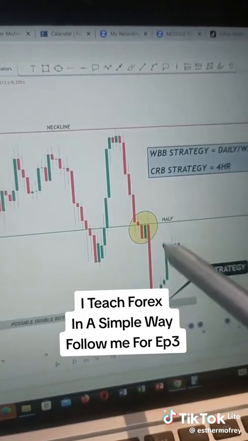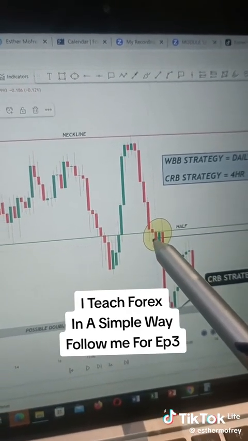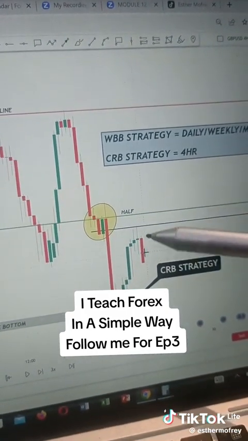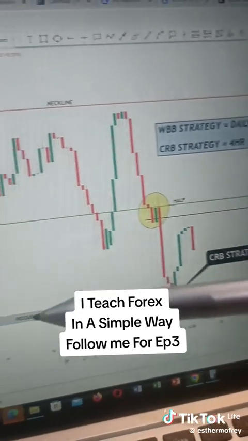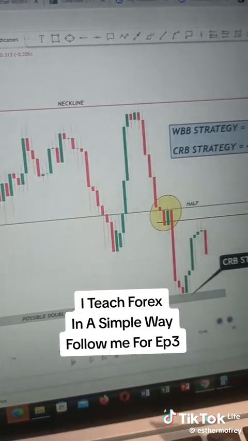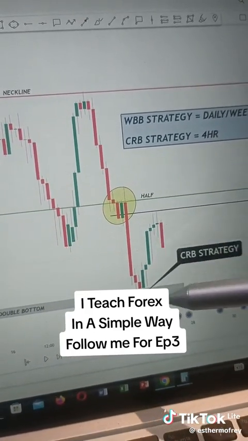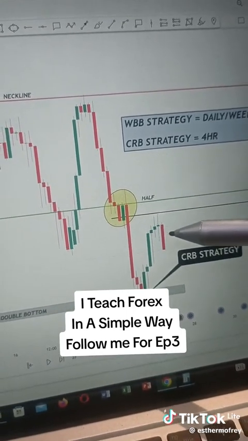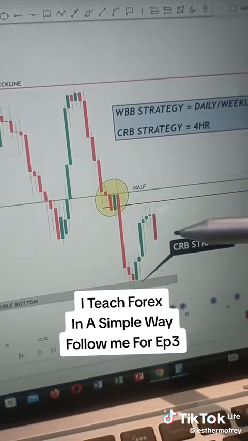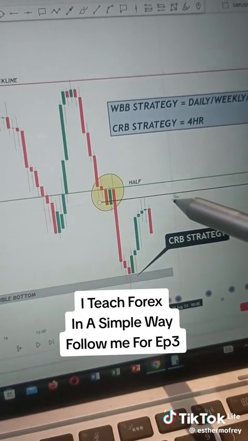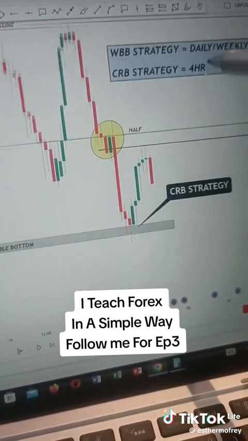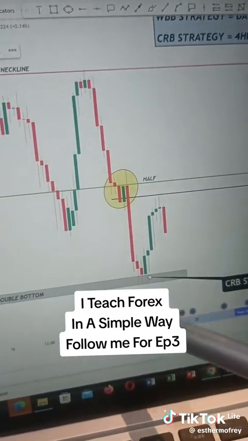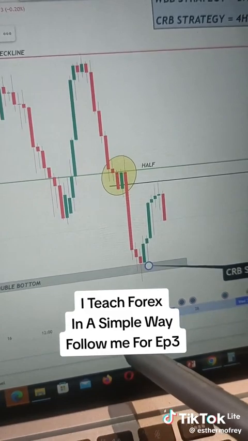So what do I do? I'll come and take my horizontal ray and I'll put it. Now I have a resistance created. So you need to understand, as much as I'm teaching you possible double bottom, you need to understand how resistance is created. This resistance is created when a green candle is followed by a red candle. So now we have resistance. We'll be waiting for that resistance to break for us to get in. Okay, so now let's wait for that resistance to be broken.